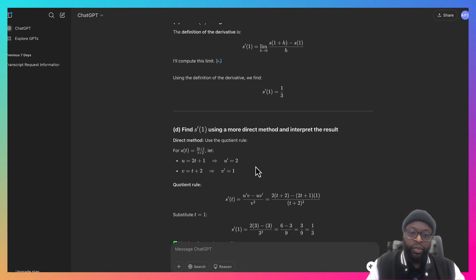Okay, more direct method will be the quotient rule. Now, even ChatGPT knows what Soiree wants to see. Okay, now they're using u's and v's, I use f's and g's, but it's all the same, right? Our u is the numerator, v is the denominator. u prime is 2, v prime is 1.